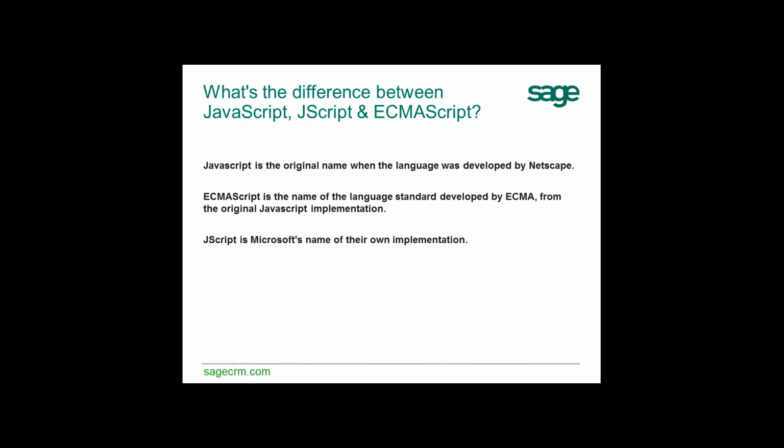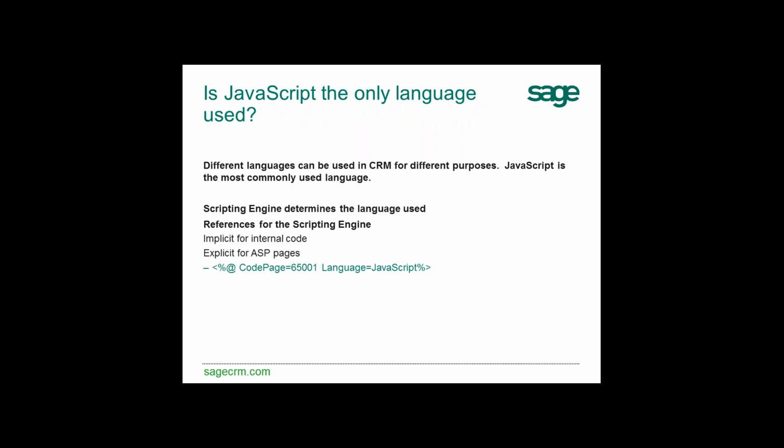And JScript is another term that you might hear as you're working with the documentation and as you're working with examples. And JScript is Microsoft's name for their own implementation of JavaScript, although you will find now that most people just call it JavaScript, even inside the Microsoft products as well.